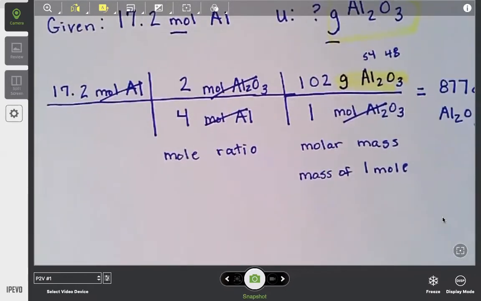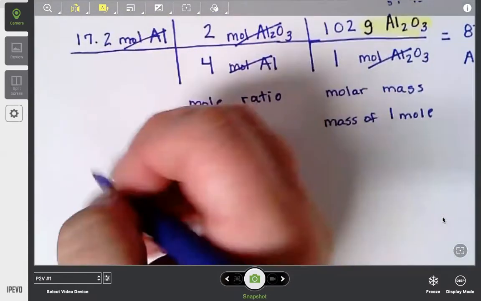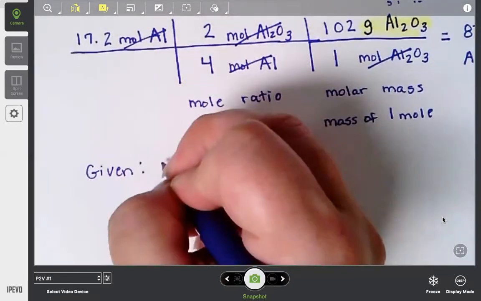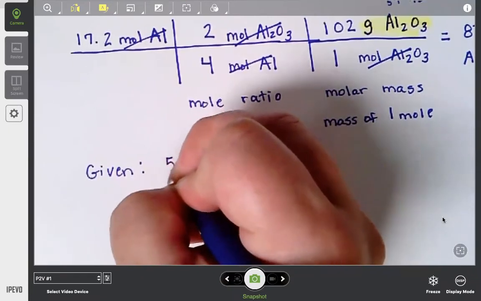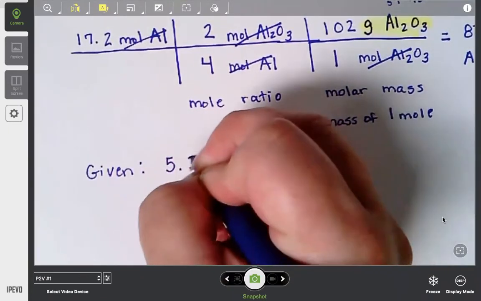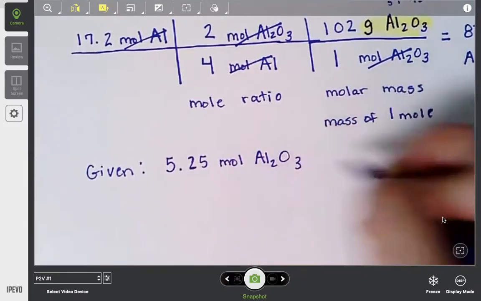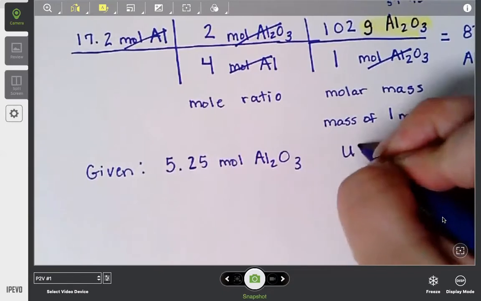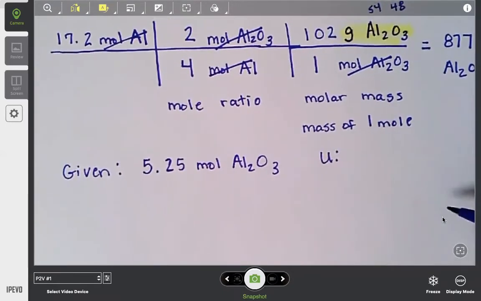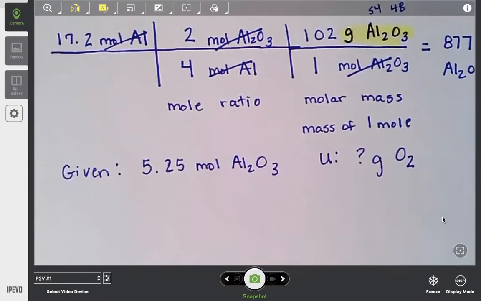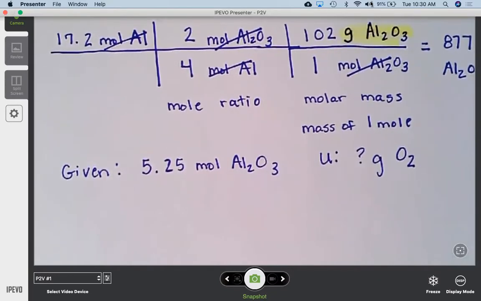Okay. Use the same balanced equation then, and I'll give you a new given. Let's say you have 5.25 moles of aluminum oxide. And I want to know how many, so our unknown here would be how many grams of oxygen were used to produce that. All right, see what you got. Work it out, and then I'll work it out, and we'll see if we're all on the same page.